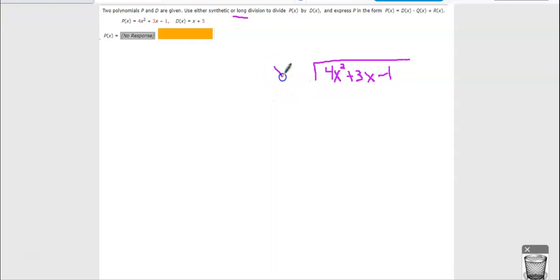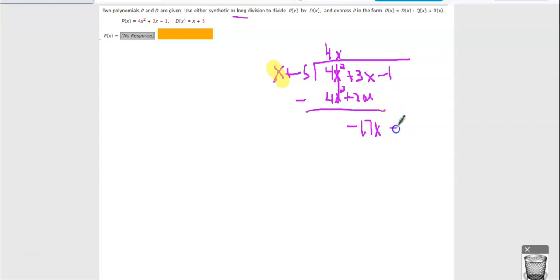So here's x plus 5. What we're going to do is, what times x is 4x squared, and that's 4x. Once we find 4x, we multiply it by the whole binomial. So 4x squared plus 20x. And then just like any division problem, you subtract. Well, 4x squared minus 4x squared cross each other out. 3x minus 20x is negative 17x.